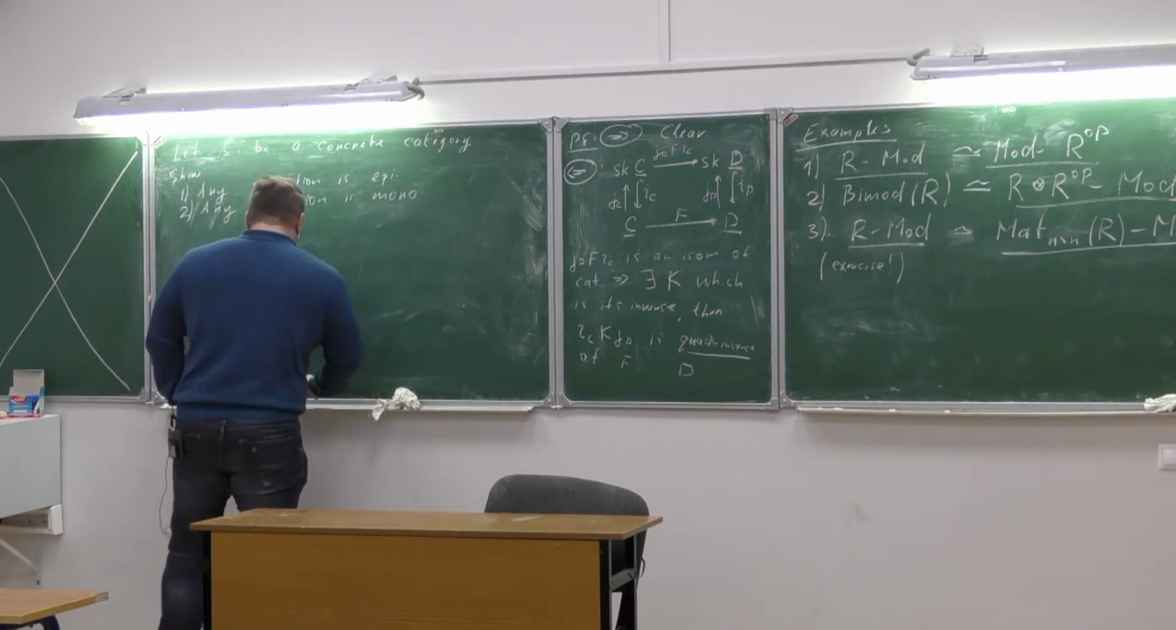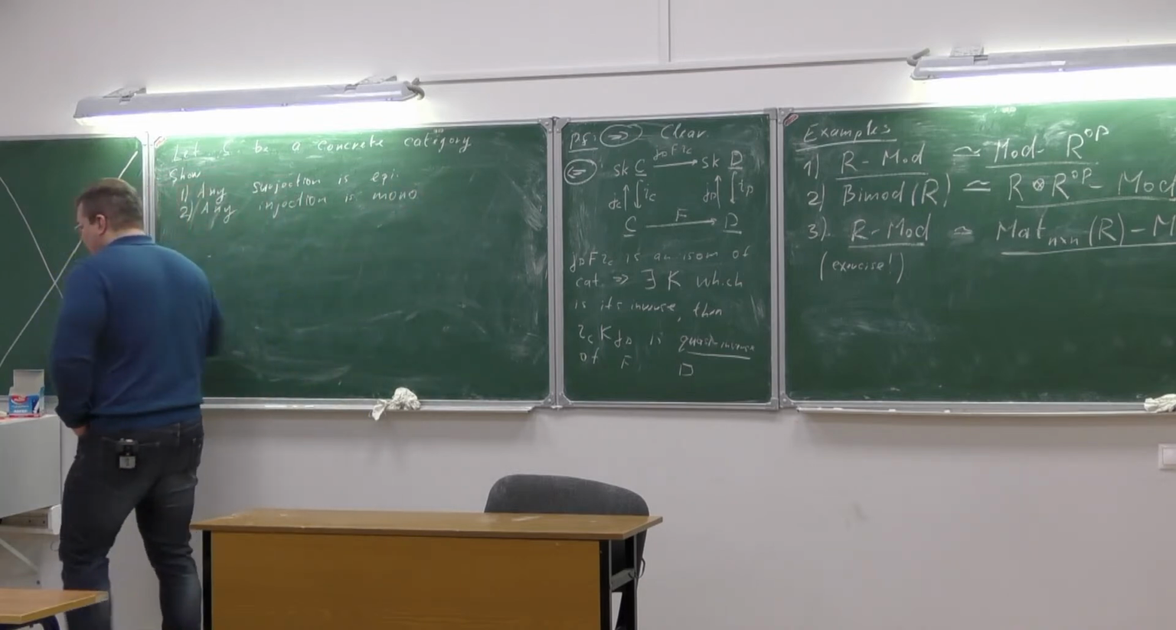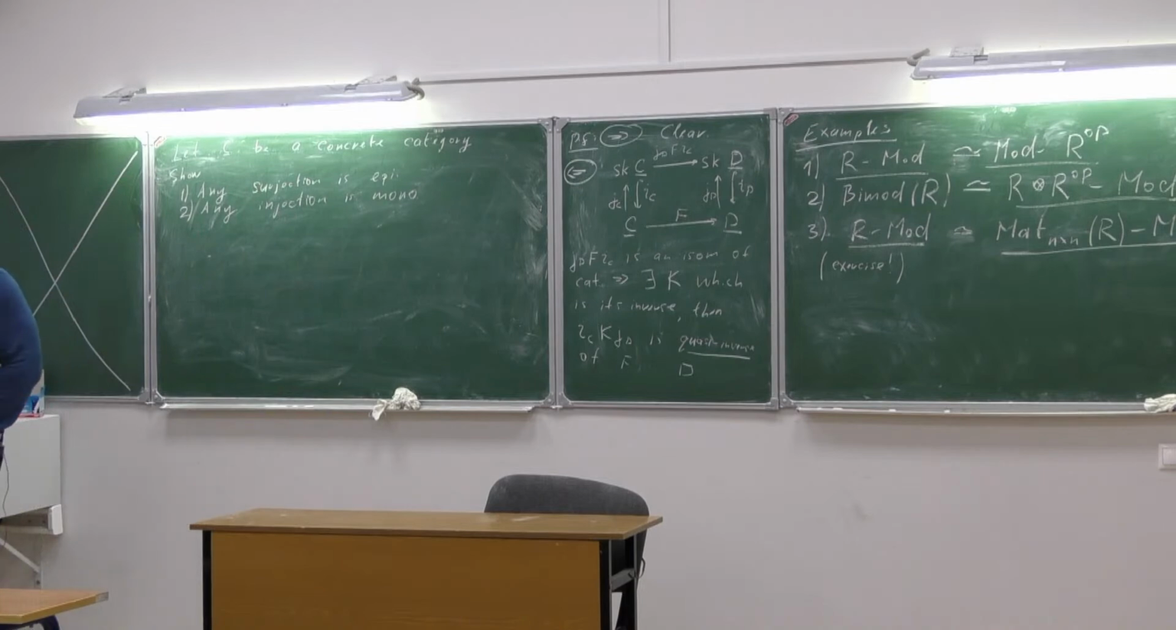So since a lot of our examples are examples of concrete categories, almost all of them are concrete categories, so it's useful to know this just general property and just use it, and not to show every time when you try to show that, for example, epi is the same as surjection in one direction. This is automatic.